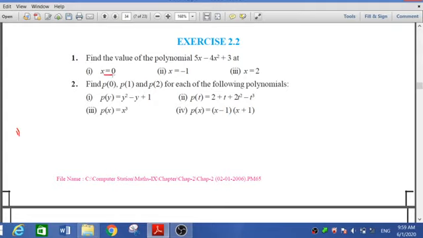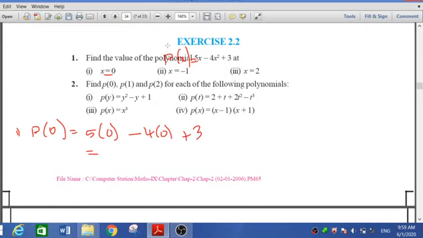So what we have to write is x equal to 0. First of all, we have to write p of x here, and then write equal to. Now in the p bracket you have to write 0, and now you have to put x equal to 0. So 5 into 0 minus 4 into 0 plus 3.